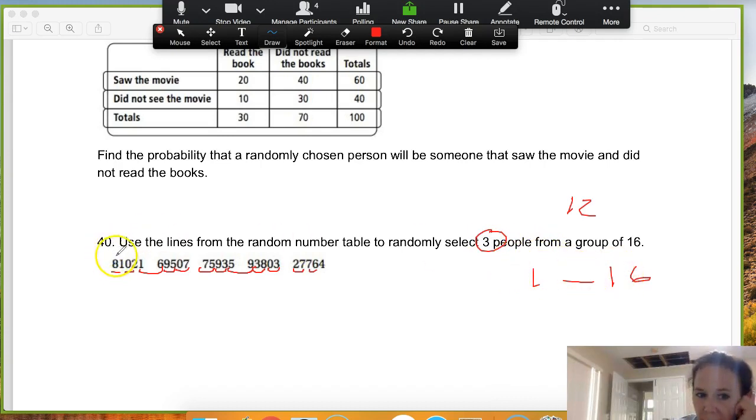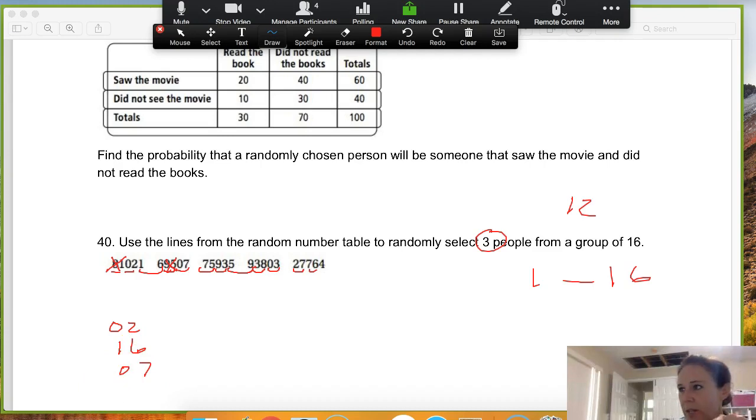Okay, so 81, that's not between 1 and 16. Nope. 02, that's the number 2. So there's my first choice. 2 got picked from this random number table. 16, that gets picked. That is number 16. Okay, that's my next one. 95, no, that's not between 1 and 16. 07, 7 is between 1 and 16. There are the first 3 numbers that randomly get picked.